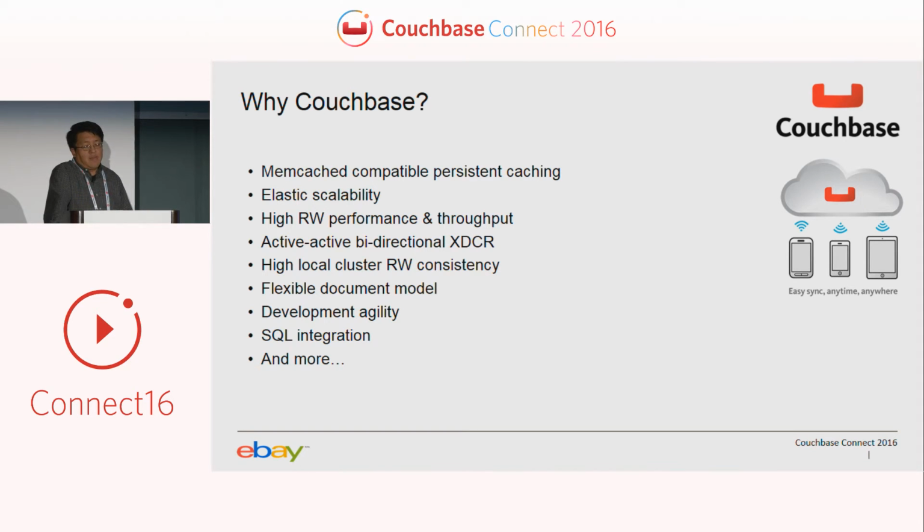The bidirectional XDCR is very useful. With 3.0 and later, we can do memory-to-memory replication. When we started with 2.5, XDCR was one of the problems we had, because the latency of cross-data center replication didn't really meet eBay's requirements. But after 3.0, memory-to-memory definitely helps a lot. Another thing we like about Couchbase is the new N1QL. It definitely helps people coming from traditional relational databases.